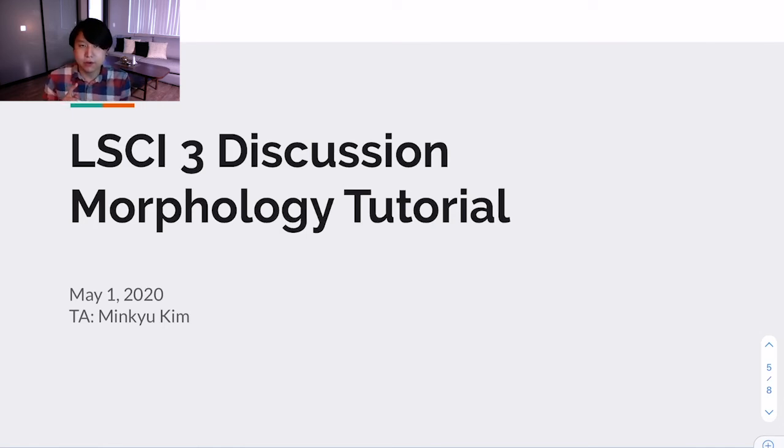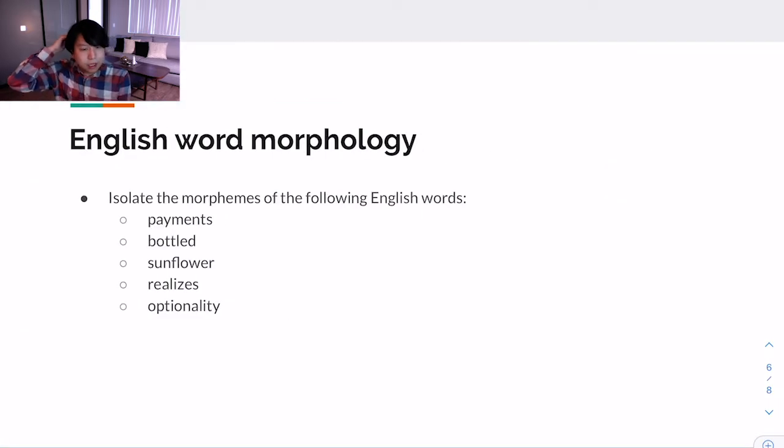I'm going to give you a very short tutorial on some problems featuring morphology that possibly can help you solve homework set number 5. Okay, so English word morphology. Let's isolate the morphemes of the following English words.